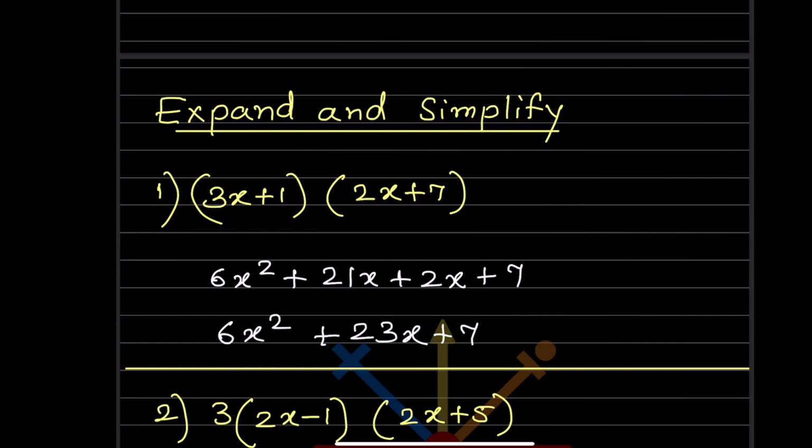So now you will take the like terms together. So here x you will take together. So this will be as it is. So 21x plus 2x, that will be 23x plus 7. So this is the answer.